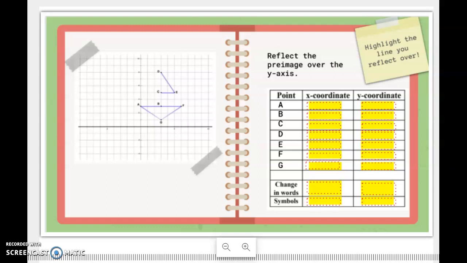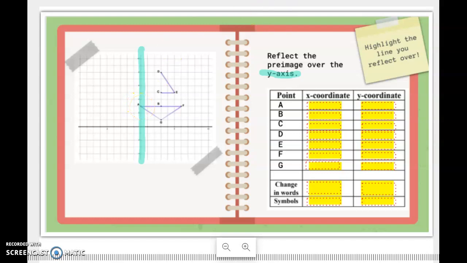Now we're going to go over the reflection, and they want us to reflect the pre-image over the y-axis. So I'm going to take my highlighter, and I'm going to go ahead and highlight the line that I'm going to reflect over. So in this case, it is the y-axis. I'm going to reflect each point individually over that teal line.